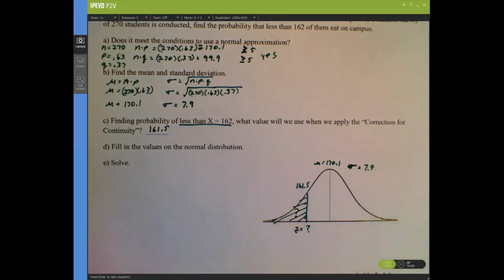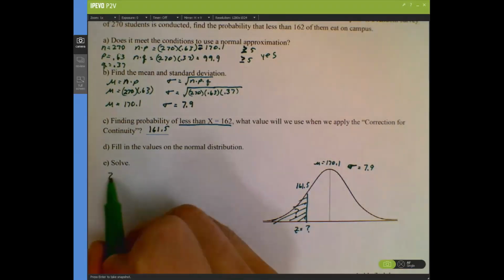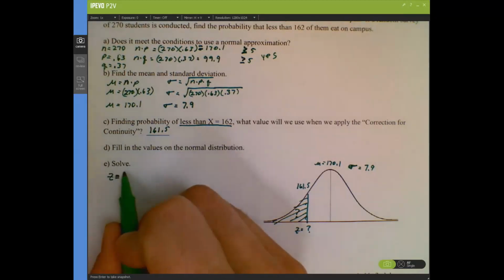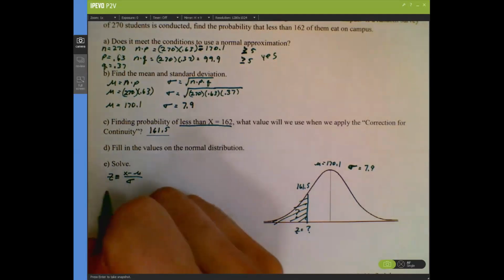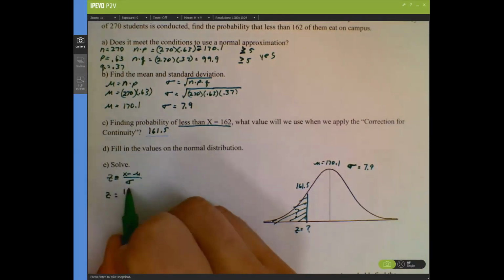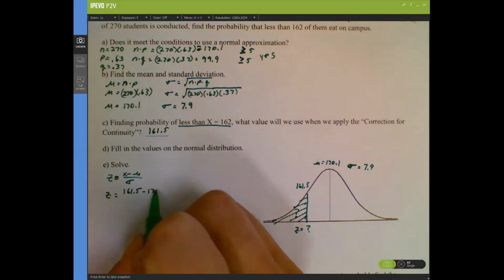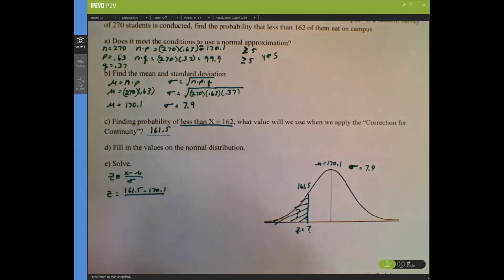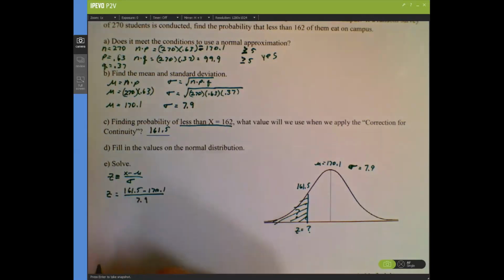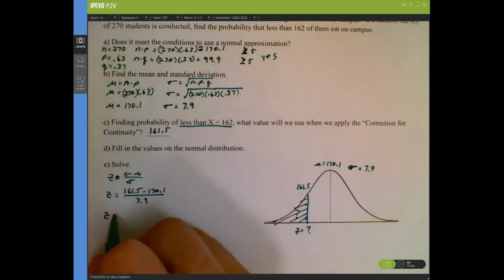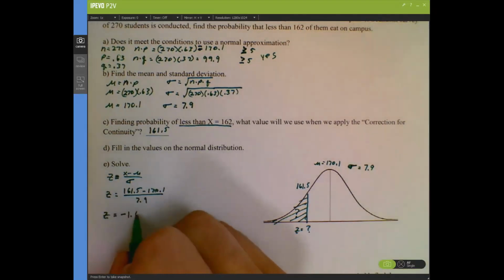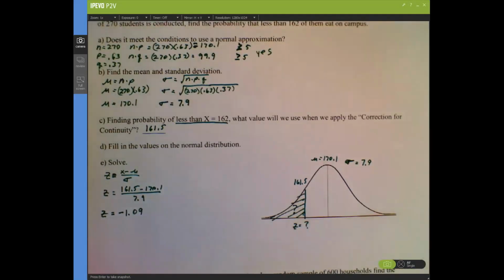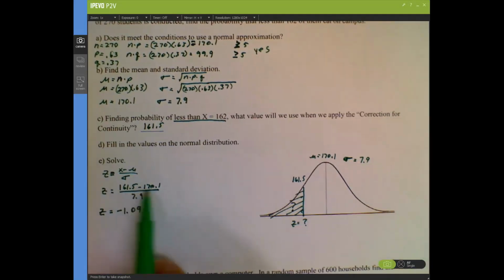We're going to need a z-score so that we can go to our table. So z-score, as we know, equals x minus mu over sigma. In our case, it's 161.5 minus 170.1 divided by 7.9, which gives us a z-score of negative 1.09. We know it's negative because it's to the left. So that assures us that we put these numbers in the correct order.